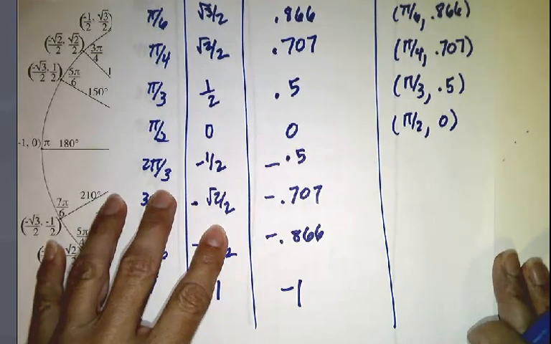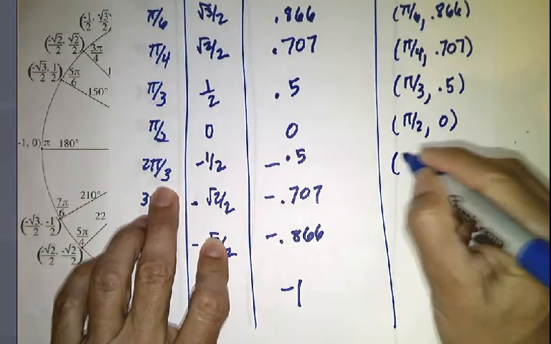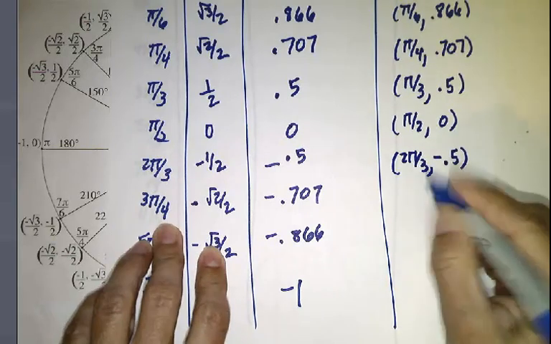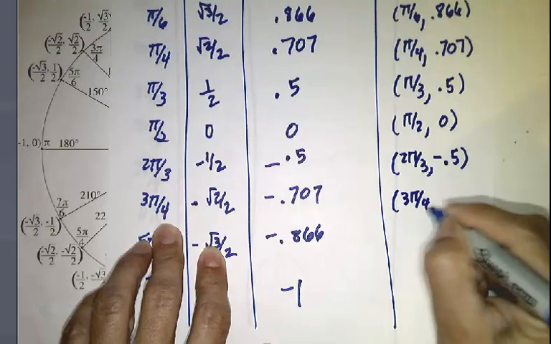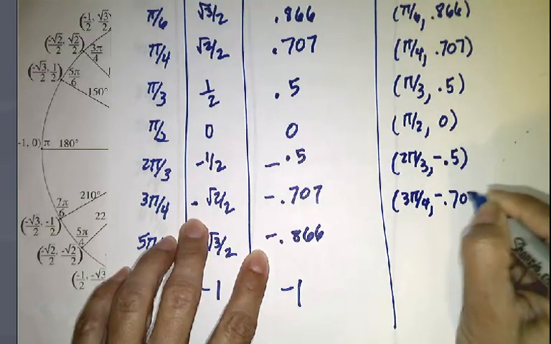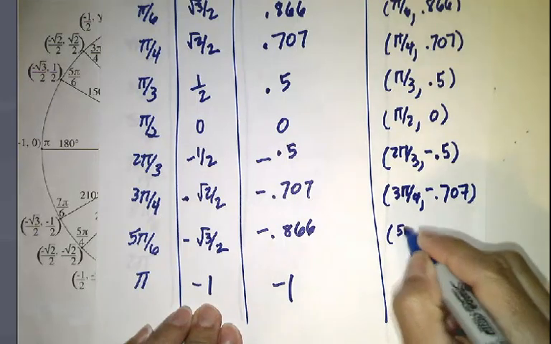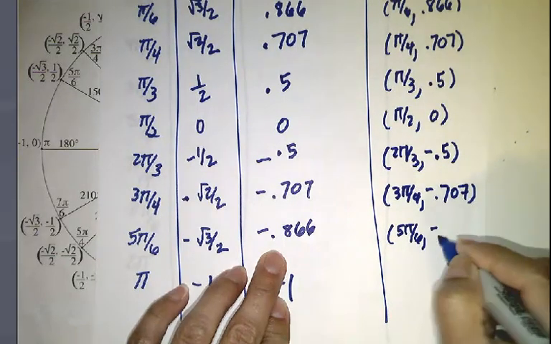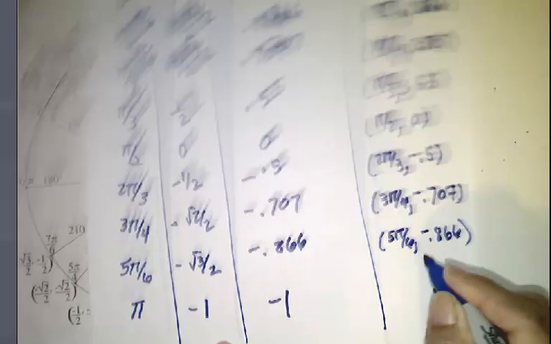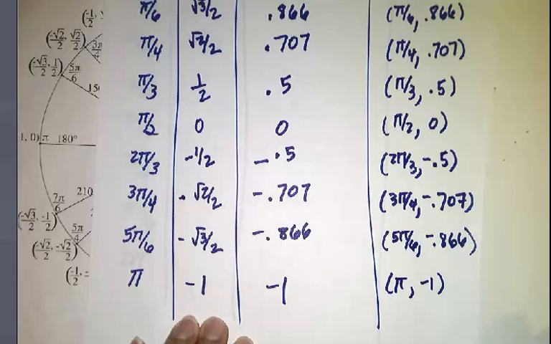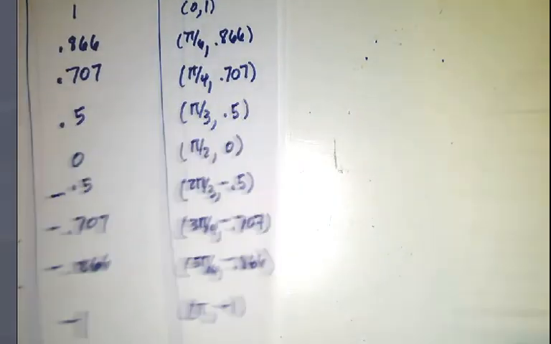Then we move on into the second quadrant, and we have 2 pi over 3 gets mapped to negative 0.5. 3 pi over 4 gets mapped to negative 0.707. 5 pi over 6 gets mapped to negative 0.866. And pi gets mapped to negative 1. So let's now take these ordered pairs and plot them on our graph.